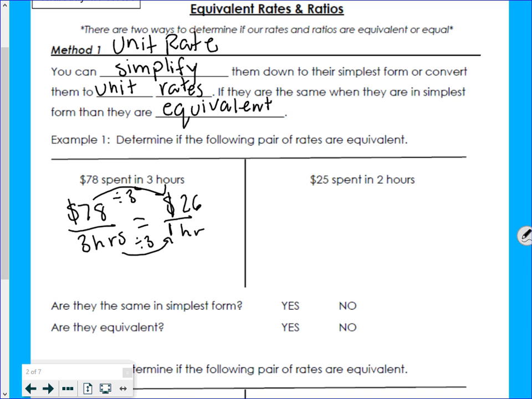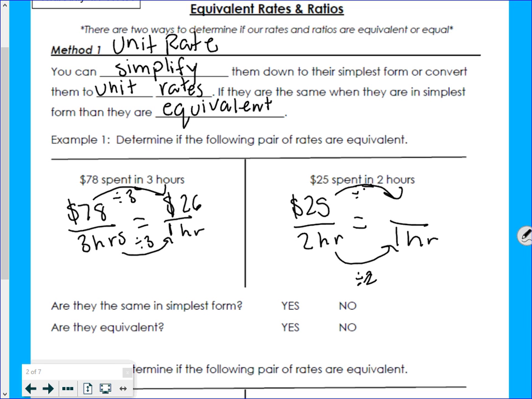$26. Over here, we have $25 spent in 2 hours. So $25, here's our keyword, in 2 hours. When we change that to its unit rate, we need this to be 1. So divide by 2. Oops. Up here, we're going to do the same thing, divide by 2. And we get $12.50.